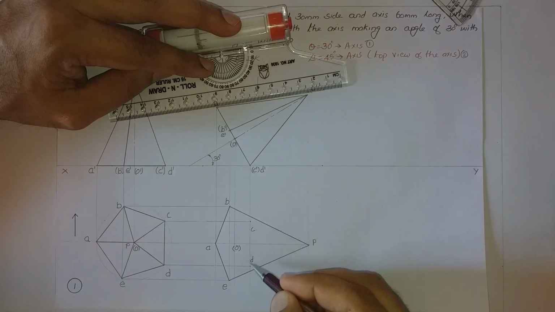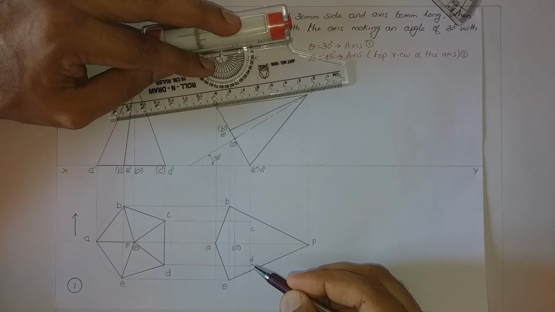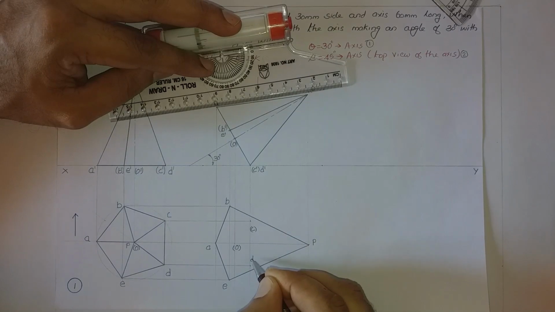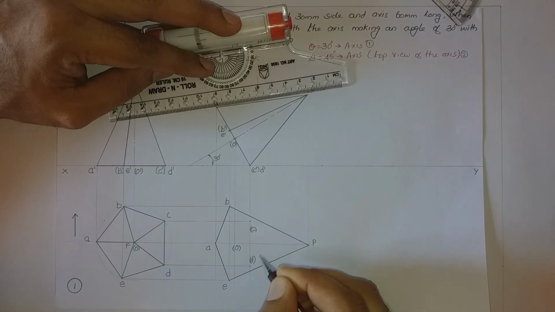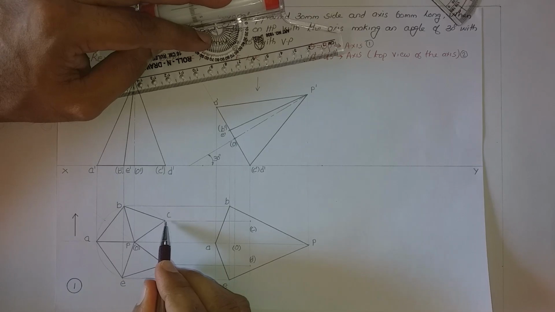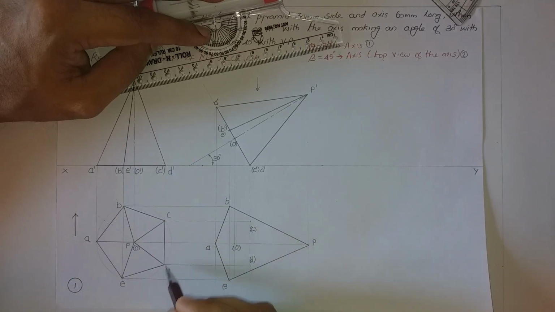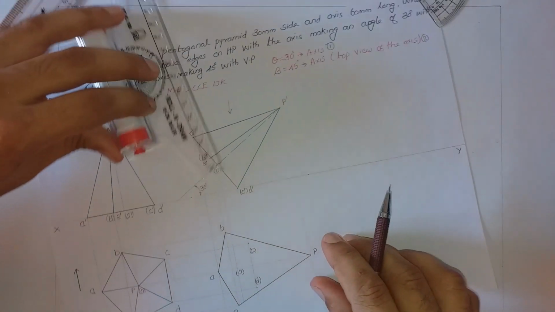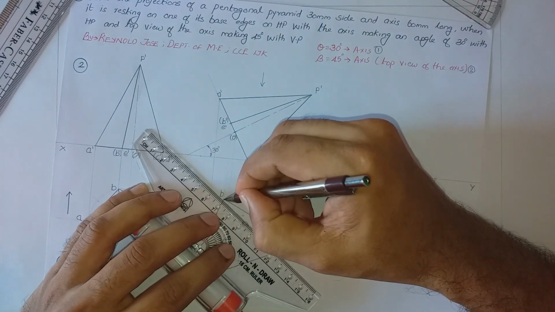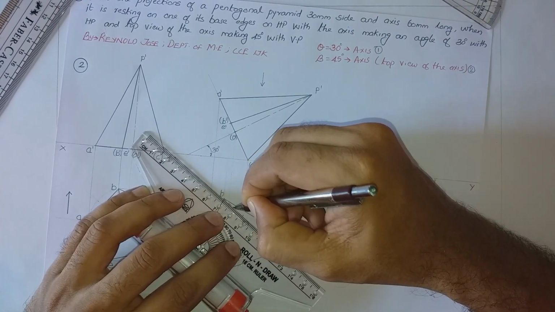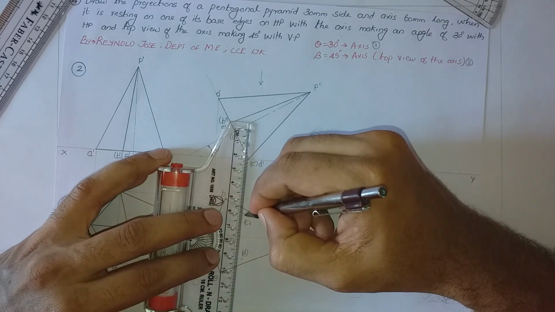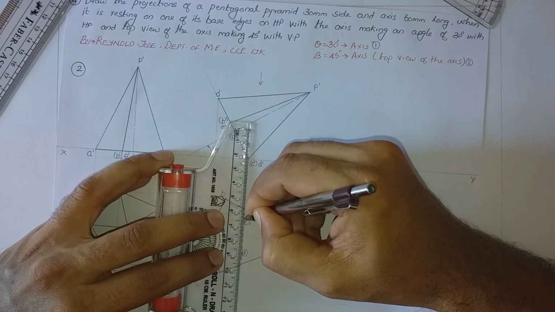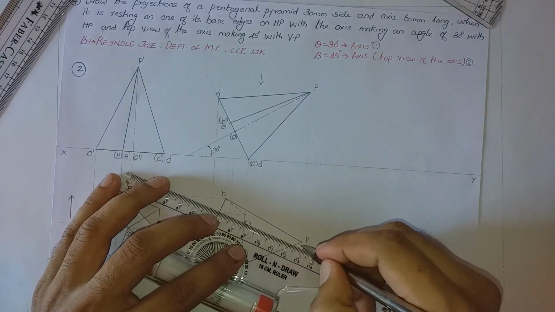Next it is C and D. C and D are not part of the outline, so they will be invisible. So C will be invisible, D also will be invisible. Now from point C, we are having BC, CD and PC as edges. So all these three edges will be invisible. We shall do it one by one. So BC, then CD, then it is PC.